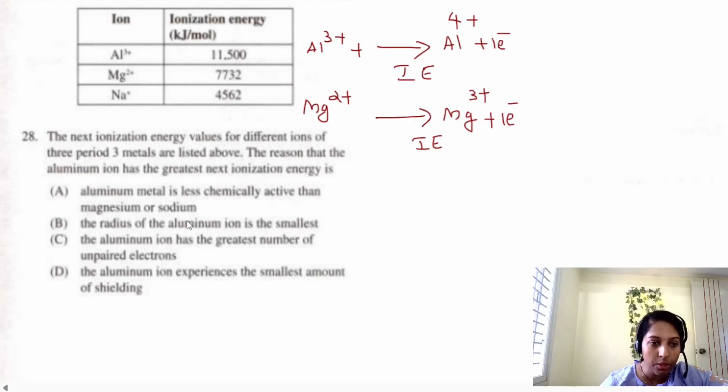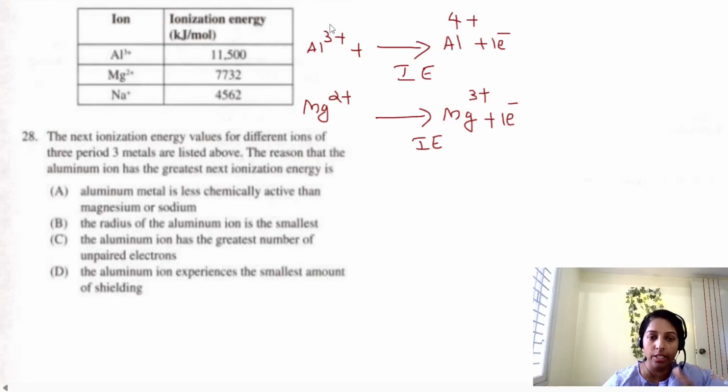The options are: aluminum metal is less chemically active than magnesium or sodium. The radius of the aluminum ion is the smallest. The aluminum ion has the greatest number of unpaired electrons. Is it? Now everything has the same number of electrons, right? Because Al3+ and the others are all isoelectronic species. Aluminum ion experiences the smallest amount of shielding. Shielding is also the same. All are isoelectronic species with the same number of electrons, right?